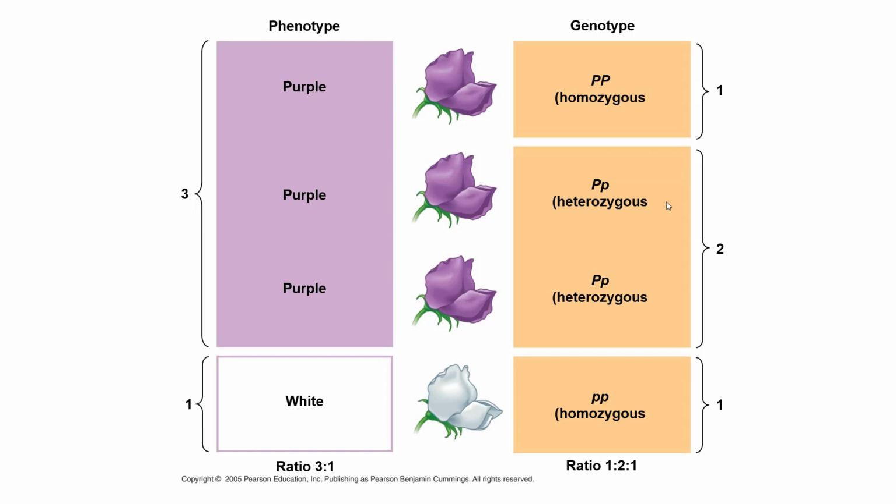And what we also see is that there is roughly a 3-to-1 ratio in the offspring when it comes to the different phenotypes. You have 3 purple to every 1 white. And the genotype ratio is 1 to 2 to 1.